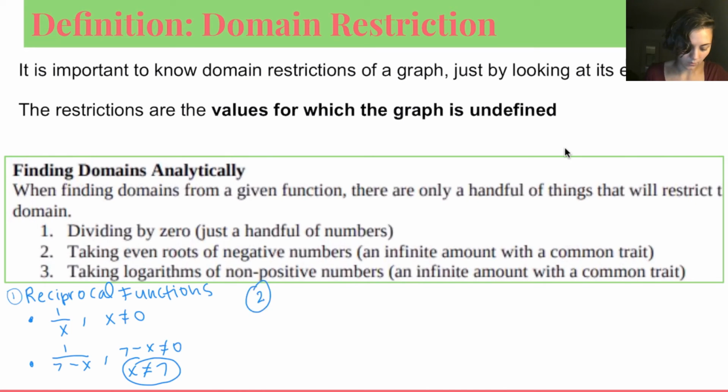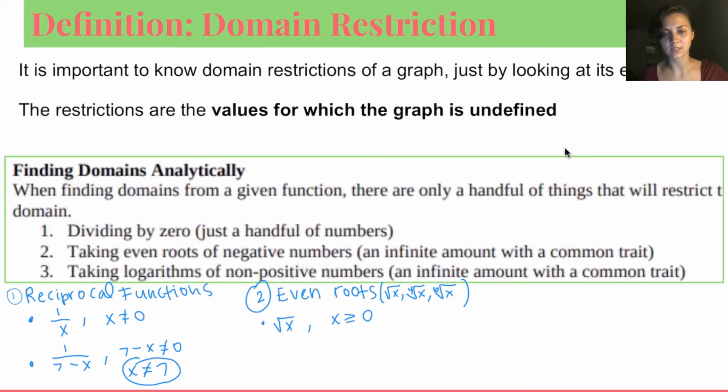So for number 2, this means even roots. An even root would just be like the square root or the 4th root, right? Or the 6th root. You get the picture, any even root. And so if I have the square root of x, if I can't take the square root of a negative number, that means that my x value has to be greater than or equal to 0. So this would be my domain restriction. X is greater than or equal to 0.